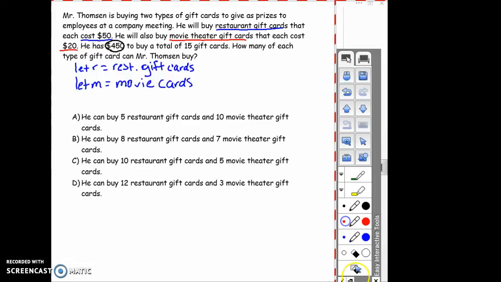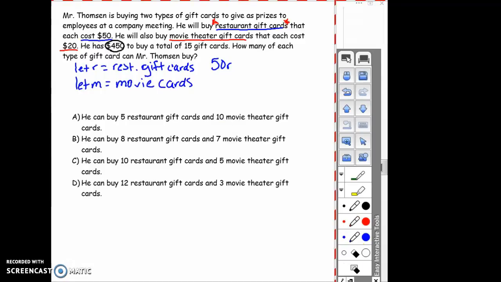The first equation, I'm only going to look at the cost. Well, do you see a number that describes the restaurant gift cards? I kind of highlighted it up here for you. And the number that describes the restaurant gift cards is that they each cost $50. So that $50 is going to go with my variable R because it tells me how much each gift card costs. So I have 50R.